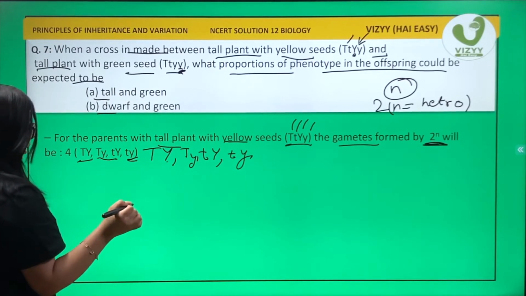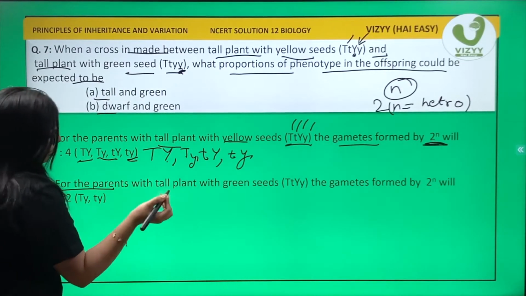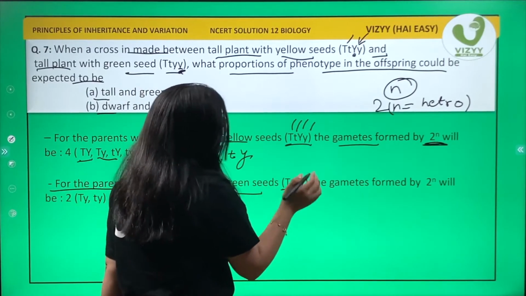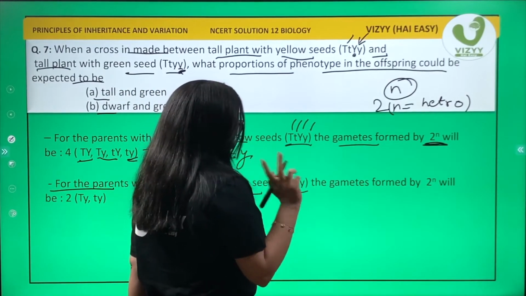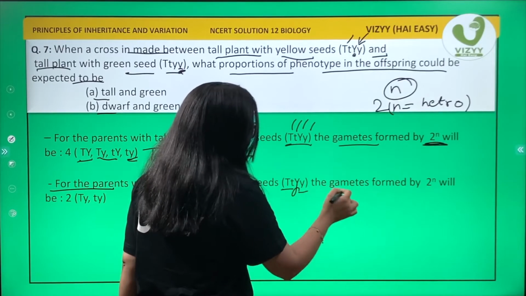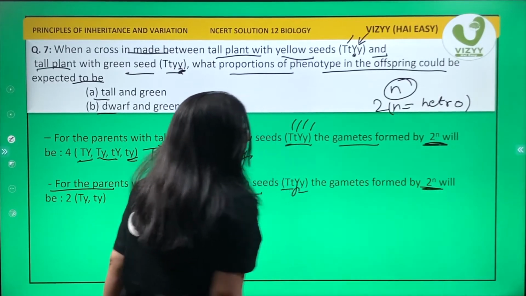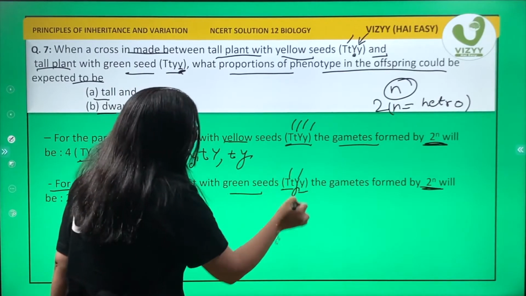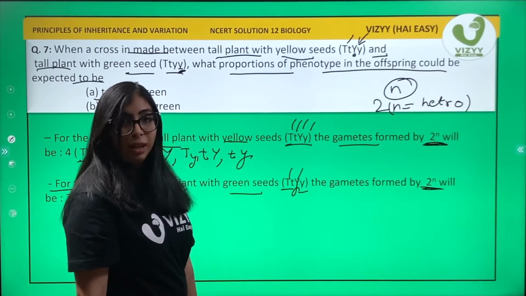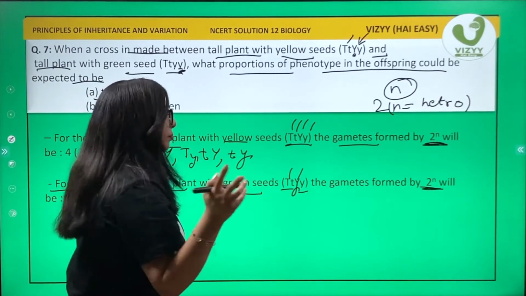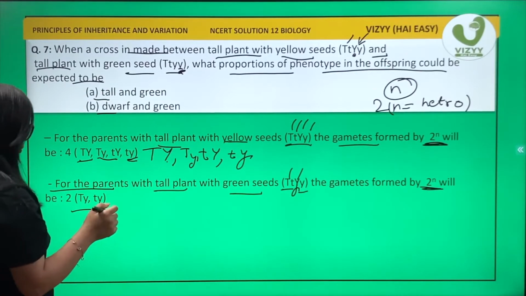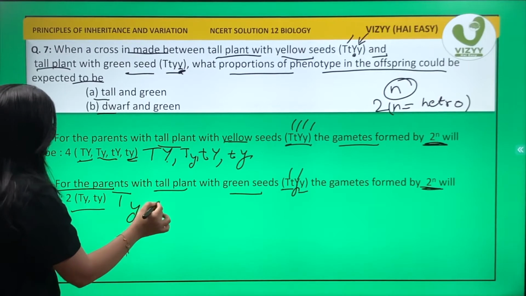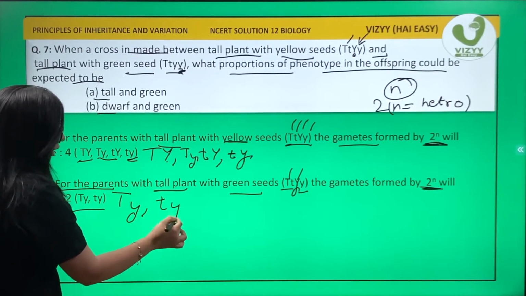Okay. Now, for the second parent, we have tall and green plants. So, we've got only 2 sets, 2 gametes would be formed. Why? Because only the first trait is heterozygous, just 2 of them. So, the gametes formed would be tall and green and dwarf and green.